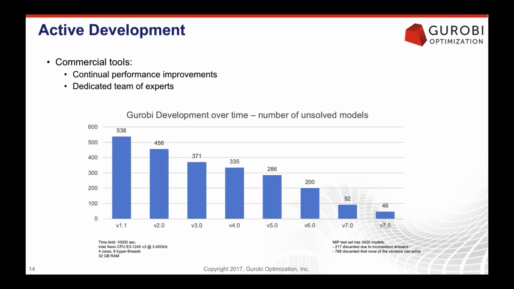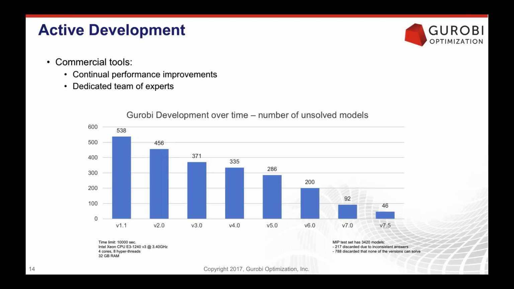In this short table here, you can see a benchmark. This is a little bit different from the one that we have seen before. It is run on an internal test set that has about 3,500 MIP models in it. And here you can see the number of unsolved models for the different Gurobi versions. Starting from Gurobi version 1.1, you can see that we were not able to solve about 530 models within a time limit of 10,000 seconds.